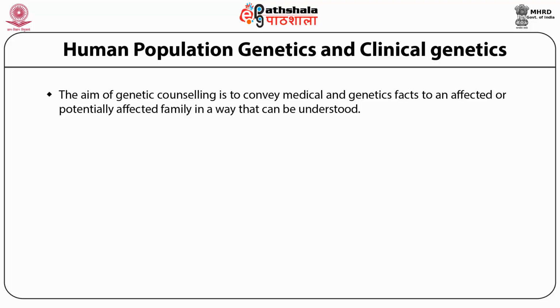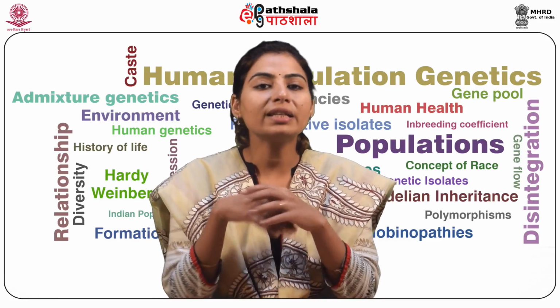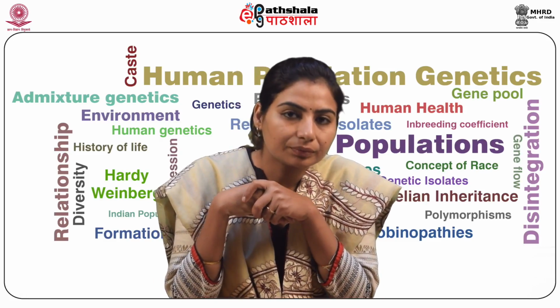The two common examples of using genetic counseling are the Amish population, which has been found to show developmental delays, and the occurrence of hemophilia in the royal families of Europe. They are the two major examples showing the operation of population genetics principles in nature and using this knowledge for their improved condition through screening and counseling. So let's summarize this module.